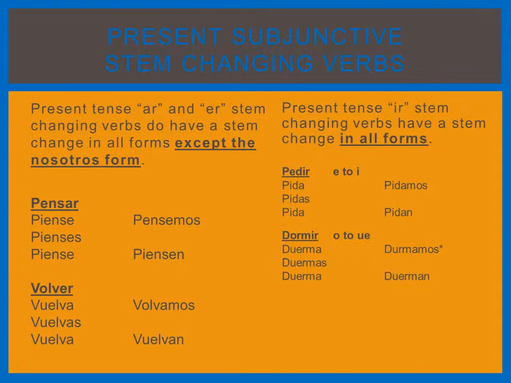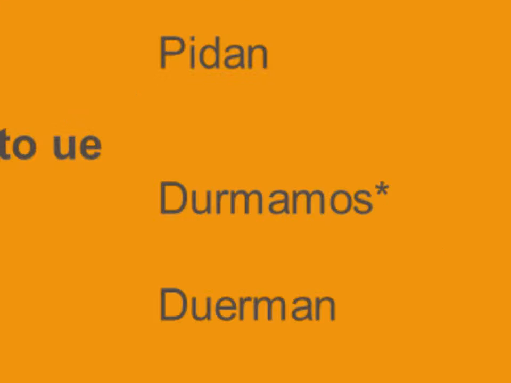An example of an O to UE is dormir. It has a stem change in all forms, but please note the nosotros form is not duermamos, it's durmamos, with simply a U stem change, and the other forms have the UE stem change.